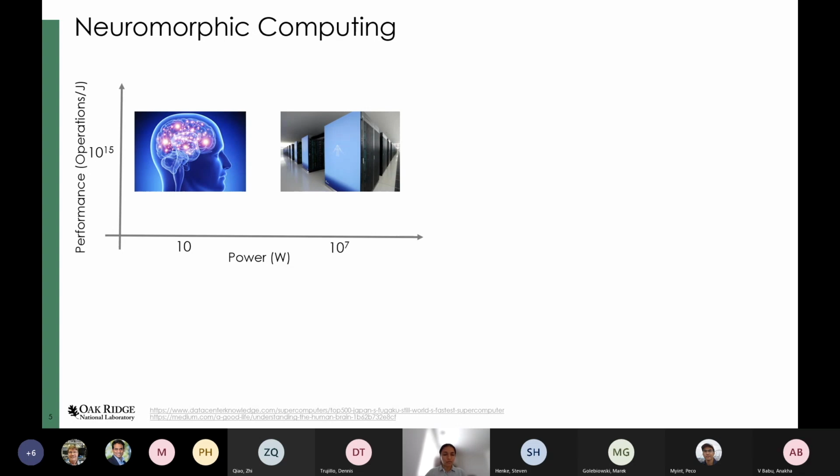The reasons behind this are postulated to be mainly the event-driven computation that happens in the brain. That is, the data that is communicated between the neurons is binary in nature. And the other most important factor is the co-location of the memory and the processing units in the biological brain. So I'll get to these points in a bit.